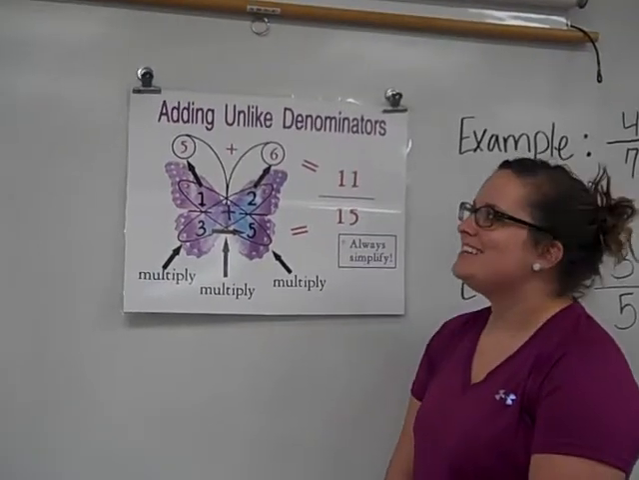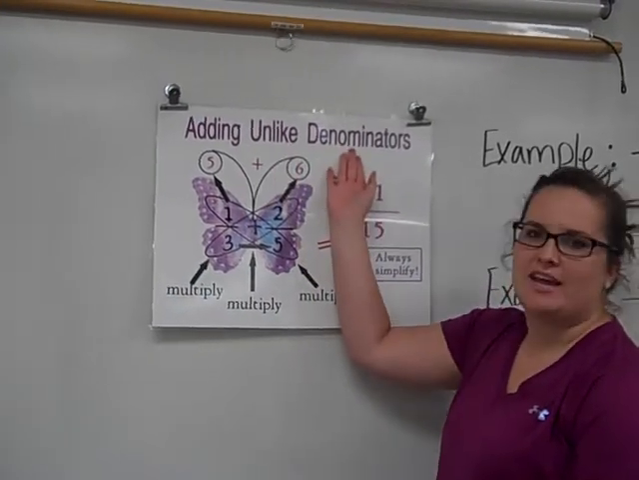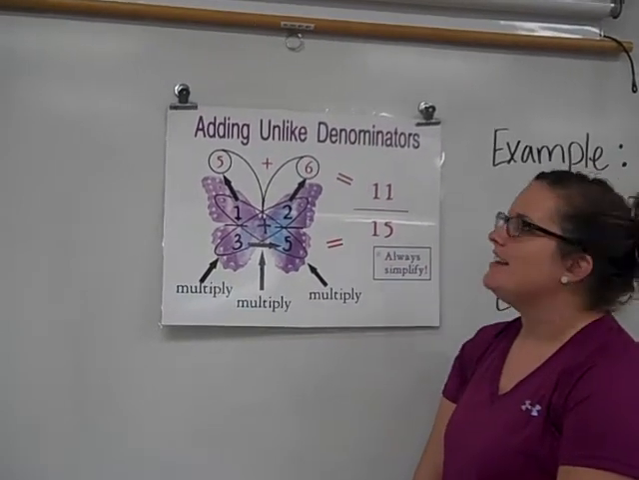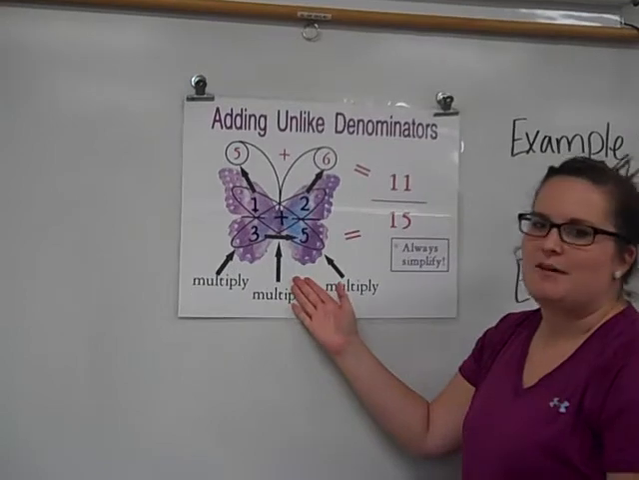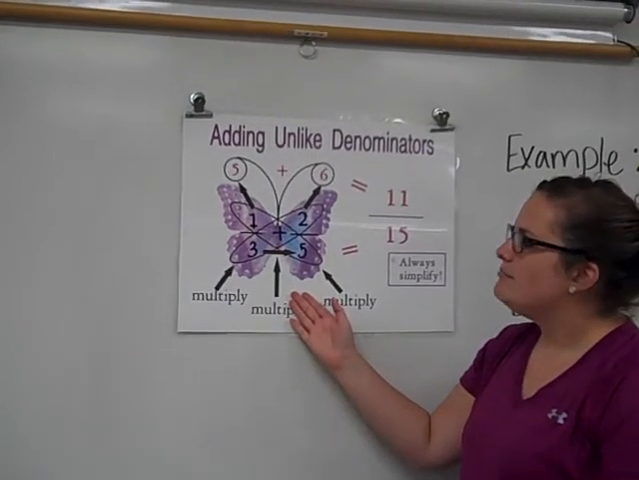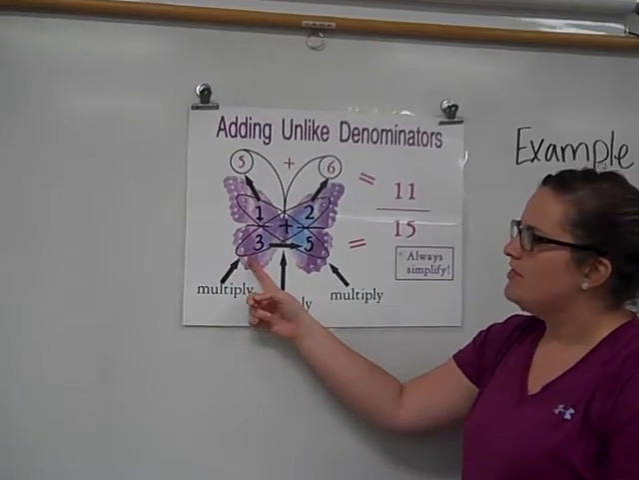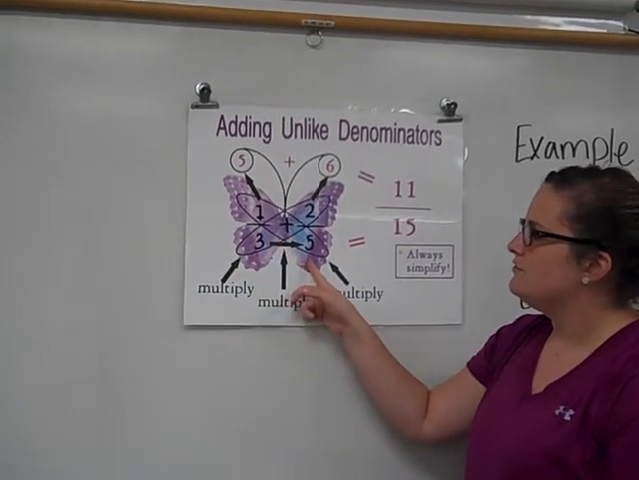Alright, so today we're going to talk about adding unlike denominators. One method that you might want to use for adding unlike denominators is the butterfly method. So here's an example of how we use the butterfly method. We're going to add 1/3 plus 2/5.